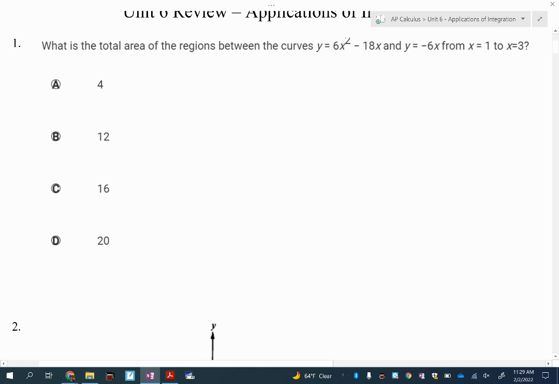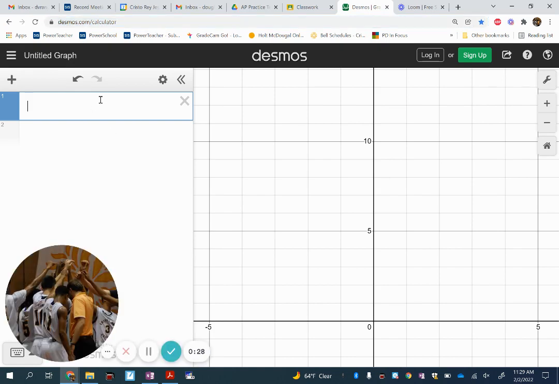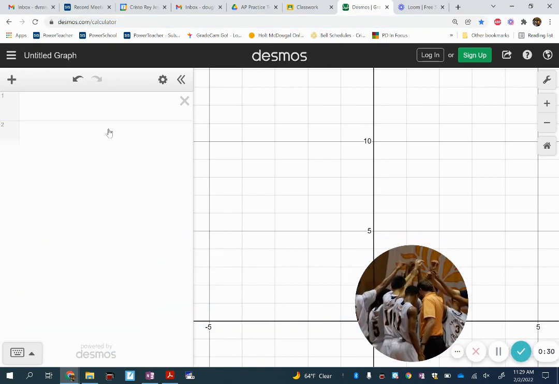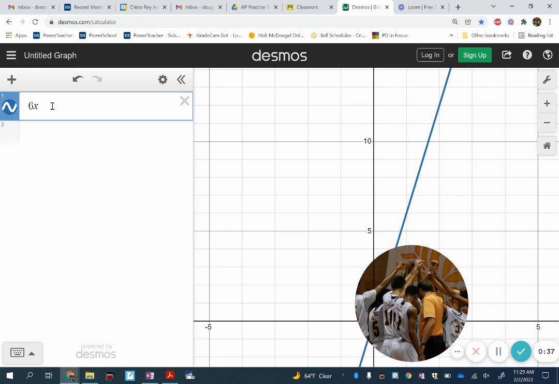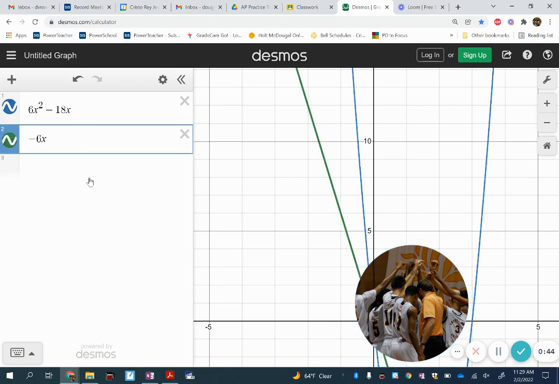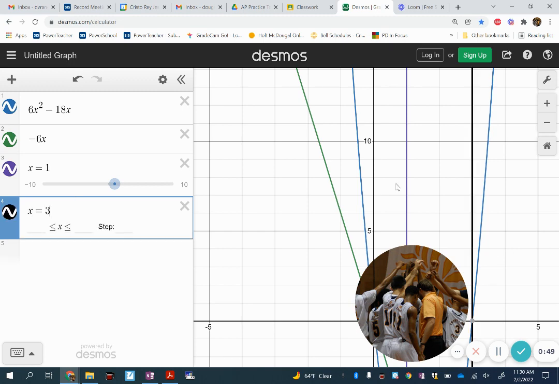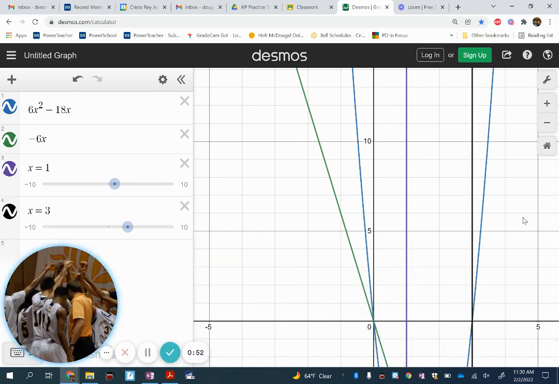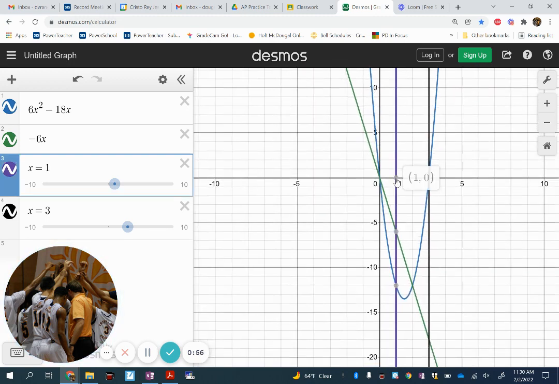So I'm going to go to Desmos to graph this. I'm going to graph 6x squared minus 18x, and then negative 6x. It says from 1 to 3. All right, so if I come back over here and look at it, here's 1 to 3.